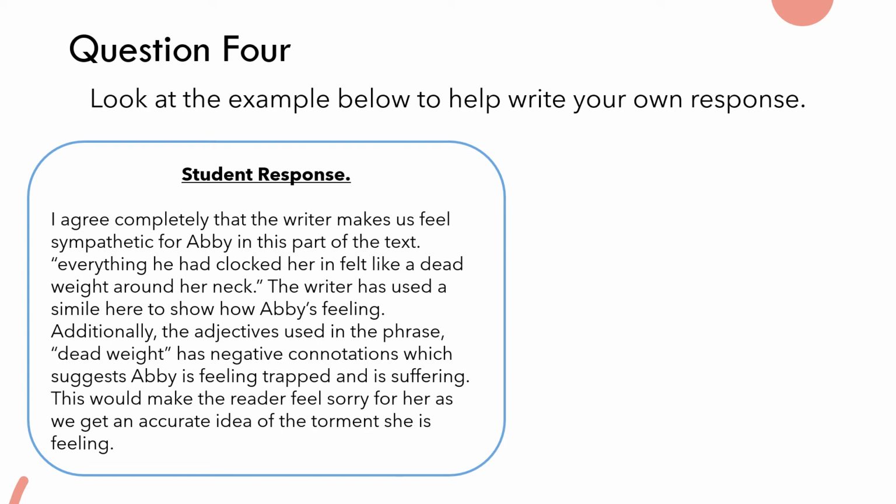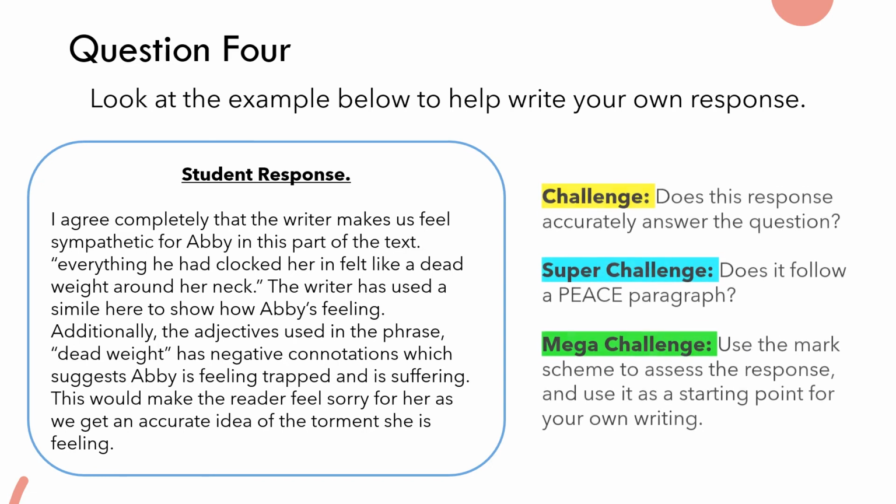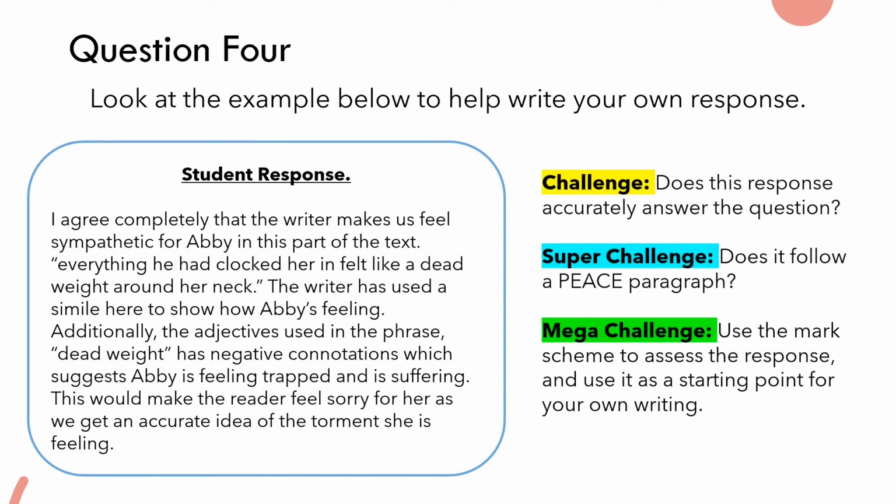So the student has said, "I agree completely that the writer makes us feel sympathetic for Abby in this part of the text. Everything he had cloaked her in felt like a dead weight around her neck. The writer has used a simile here to show Abby's feelings. Additionally, the adjective used in the phrase 'dead weight' has negative connotations, which suggest Abby is feeling trapped and is suffering. This would make the reader feel sorry for her, as we get an accurate idea of the torment she is feeling." So this is what I'd like to think about.